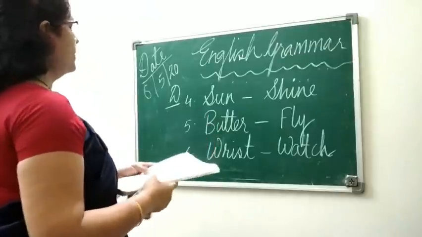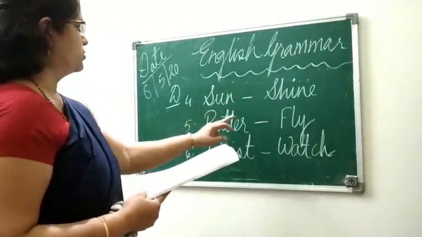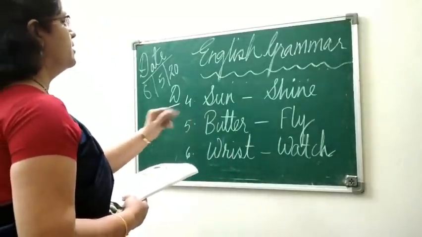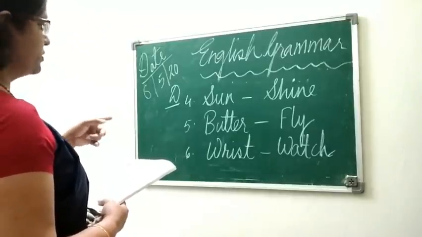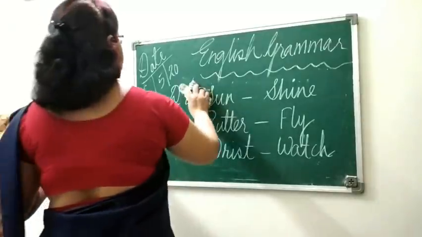Now, let's see once again. Sun, shine. Fifth one, butterfly. Sixth one is wrist watch. Now, let's see the seventh one.